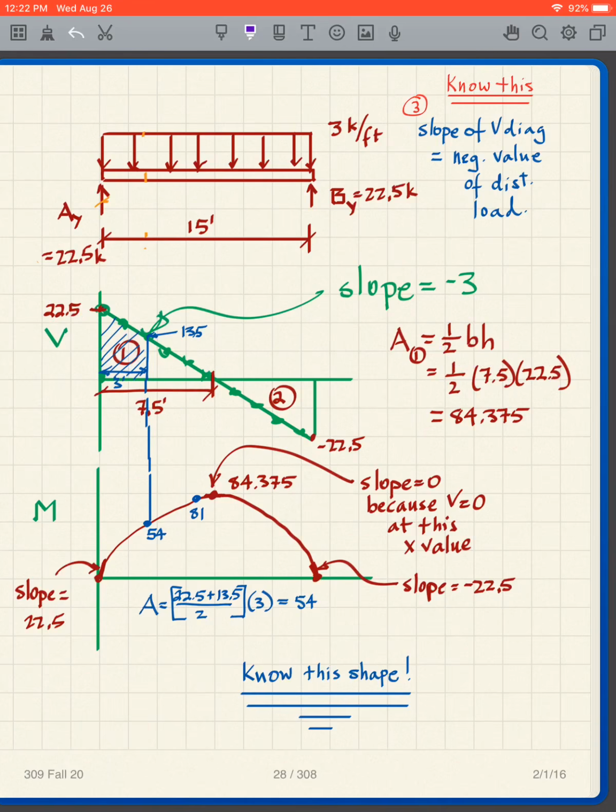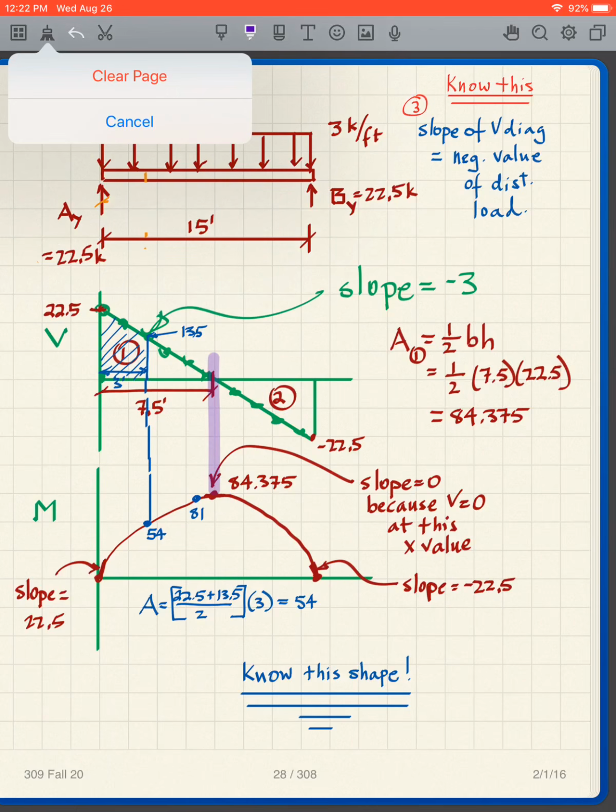So we know that the value on the moment diagram is equal to the area. Going left to right, I'm here, and I've got all of that triangular area. And then what do I know? That this area 2 is the same as area 1. So it's going to be negative 84.375, and I end up there. So I start at 0 and I end up here.